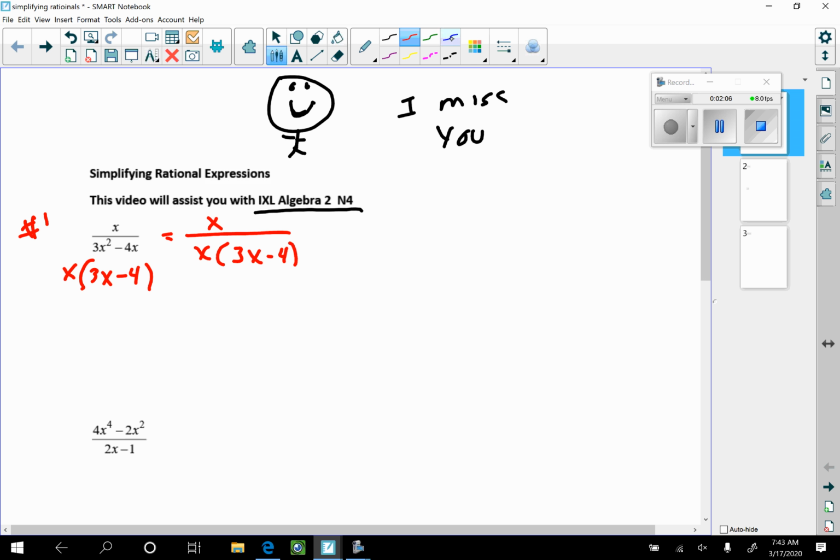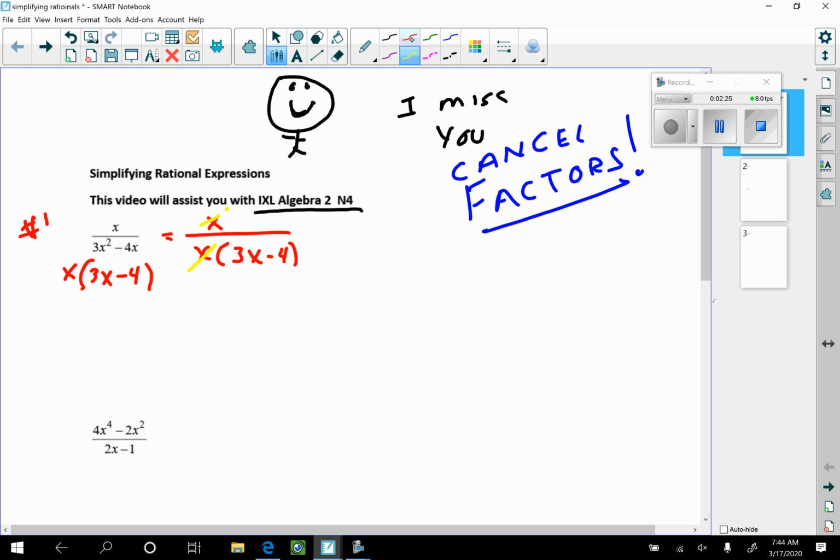Keep in mind you can only cancel factors. You cannot cancel add-ins. You can only cancel factors. And here I have a factor. I can cancel those, so the simplification of that particular rational expression is 1 over, because x over x is 1, 3x minus 4. Sweet! Next example.